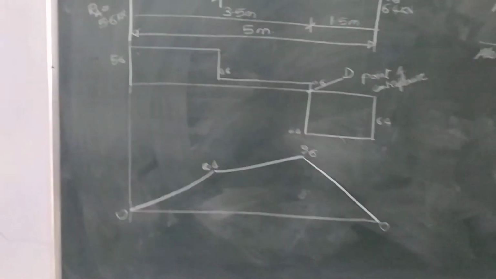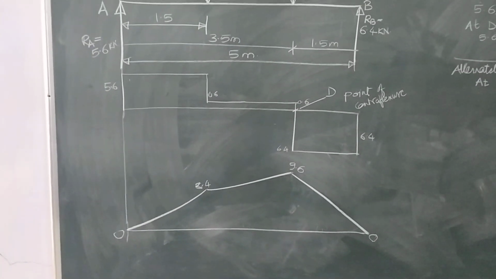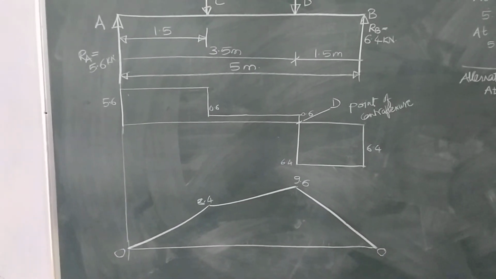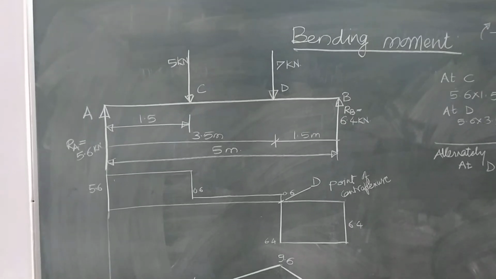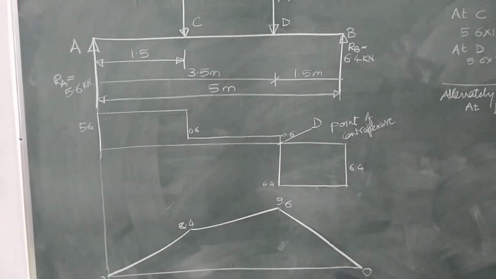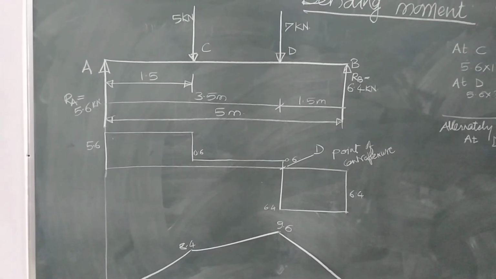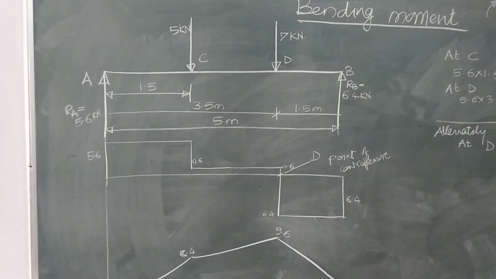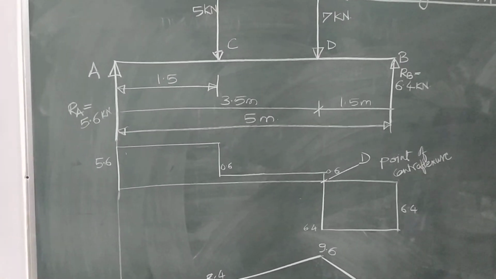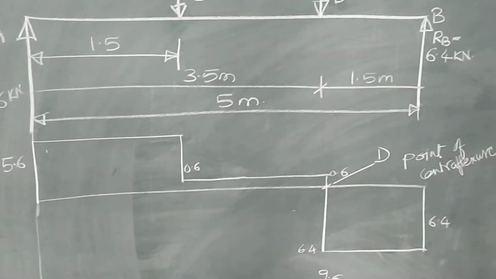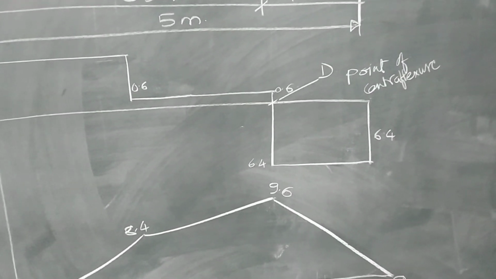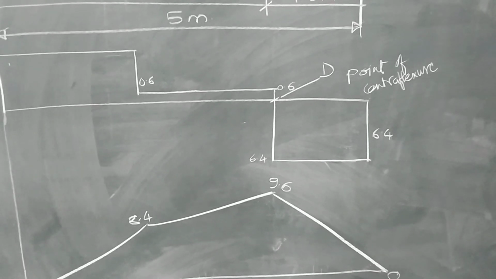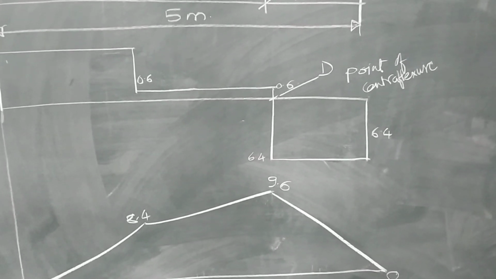Please take down this, see. So, this is nothing but bending moment diagram for simply supported beam having 2 point loads. We have already calculated the shear force diagram. Please note the point of contraflexure which is giving us the highest bending moment at that point. Is it okay?